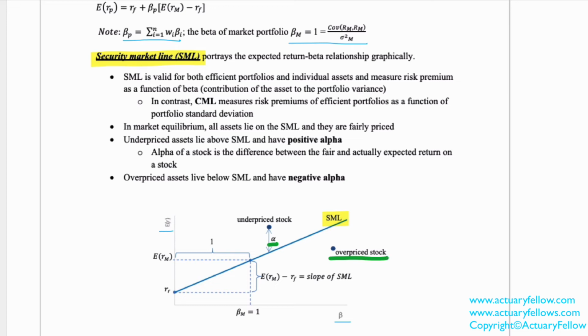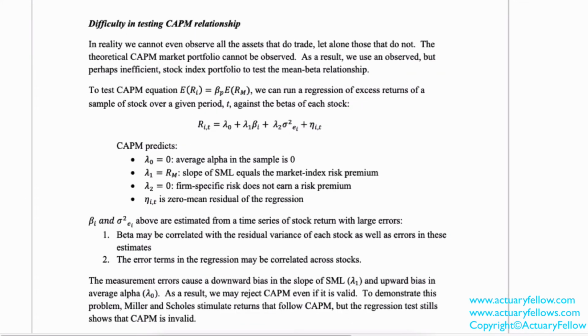The market portfolio is on the SML. It has beta equal to 1. The risk-free rate is the y-intercept. When we draw a linear line connecting the y-intercept and the market portfolio, we have SML. The slope of SML is the market risk premium. CAPM seems straightforward, but we have difficulties in testing the CAPM relationship. In reality, we cannot observe the CAPM market portfolio, but we can use an observed but perhaps inefficient stock index portfolio to test the CAPM relationship.